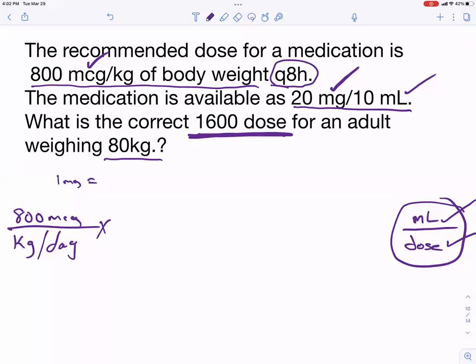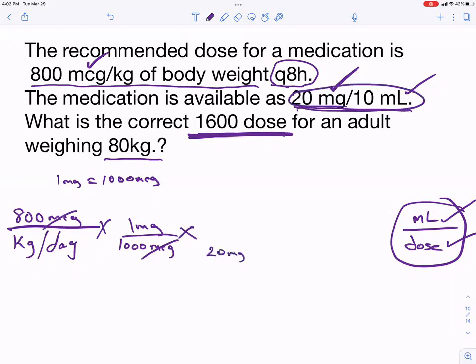1 milligram is 1,000 micrograms. So I can get rid of my micrograms by using my conversion. That gets rid of my micrograms. So now what am I going to use to get rid of milligrams? I'm going to go to my problem. There's 20 milligrams in 10 mLs. Ooh, I got the first part of my problem. I'm feeling really good, but now I got to get rid of kilogram. Well, the patient weighs 80 kilograms. Put that over 1, that gets rid of kilogram.